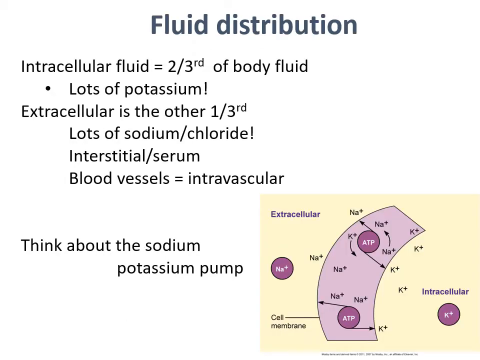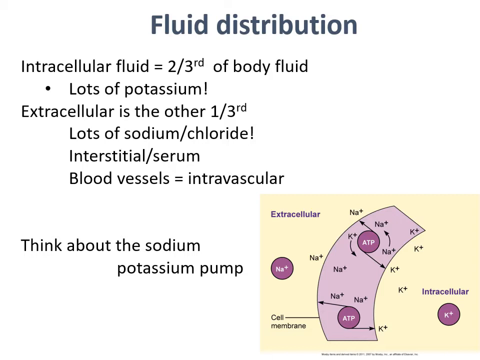So let's look at fluid distribution in the body. Where is all this fluid? So fluid is really broken down into compartments. And we're going to talk about two compartments. So the intracellular fluid or compartment, and that's where approximately 2/3 of our fluid is, within the cells. And remember, within the cells is where we tend to have higher concentrations of potassium compared to the extracellular fluid.